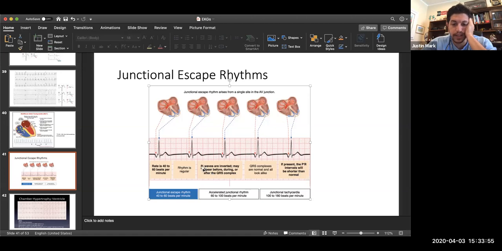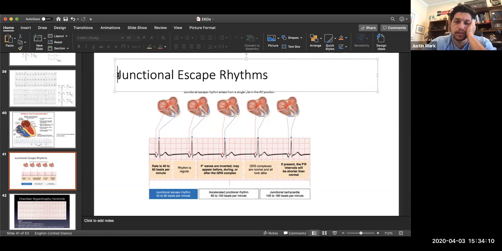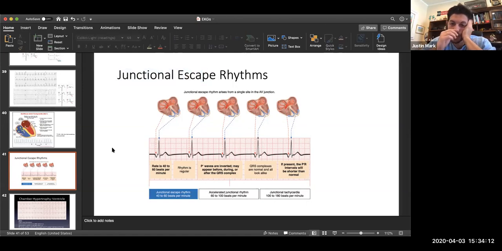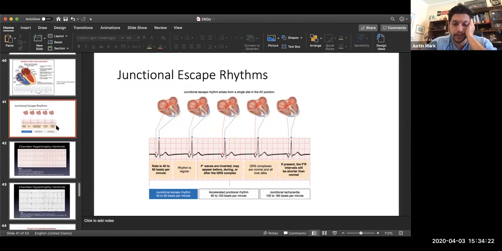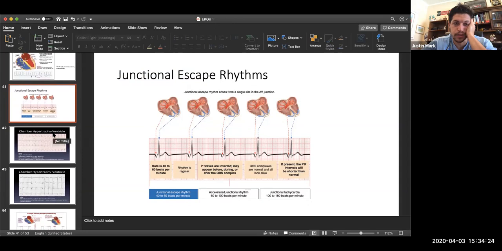We can also have an accelerated junctional rhythm if the rate is between 60 to 100, and then we can have a junctional tachycardia as well if it's between 100 and 180. I don't know if we're going to need to necessarily know these. I just threw this in for the concept of the junctional escape rhythm. It just means that the rhythm is being paced somewhere in the AV junction. Okay, I don't know if anyone has anything to add to that, but that's just something else to identify.